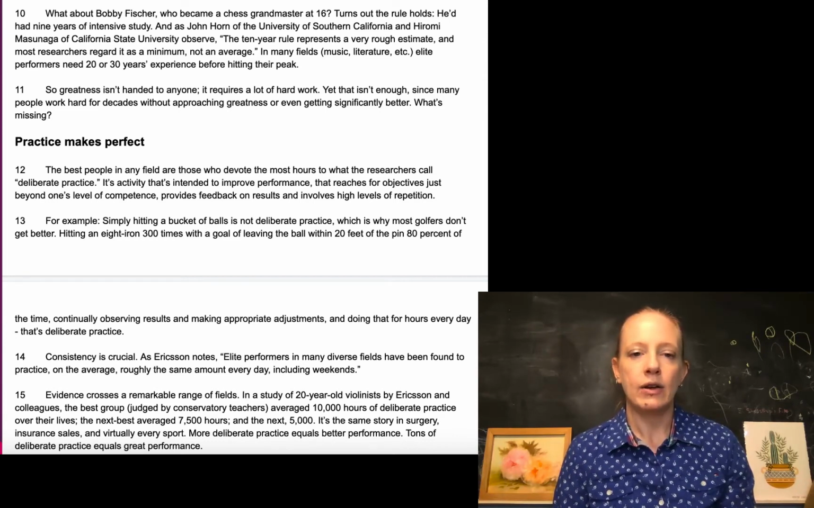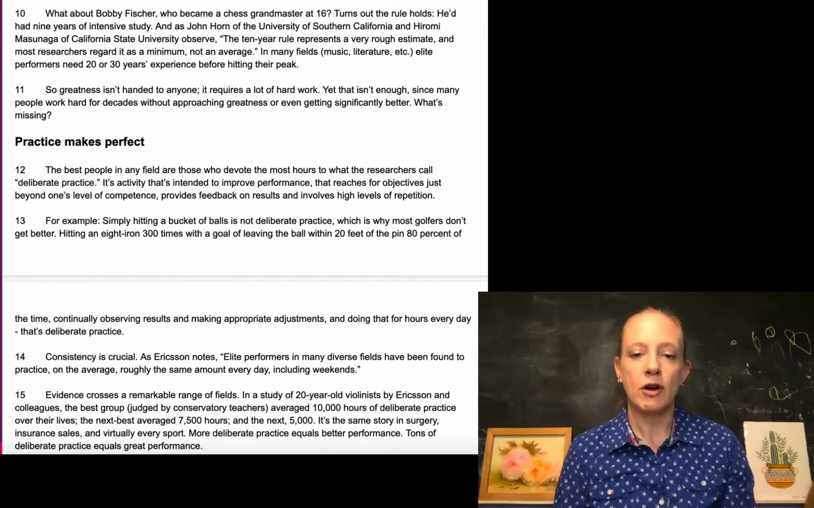Hitting an 8-iron 300 times with a goal of leaving a ball within 20 feet of the pin 80% of the time, continually observing results and making appropriate adjustments, and doing that for hours every day, that's deliberate practice. Consistency is crucial. As Ericsson notes, elite performers in many diverse fields have been found to practice, on the average, roughly the same amount every day, including weekends.